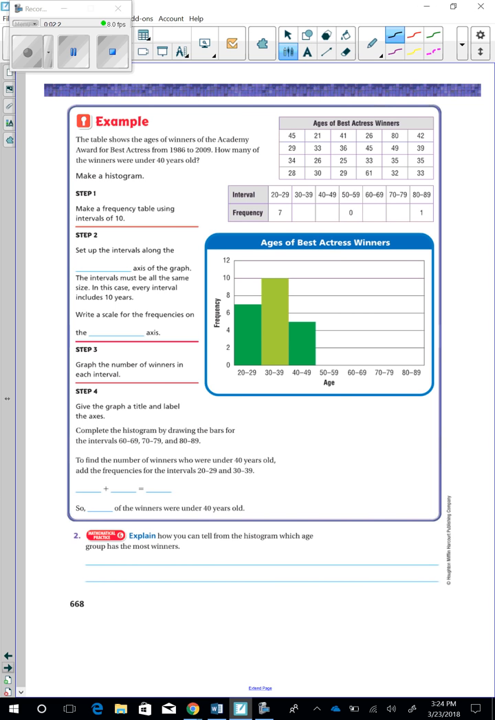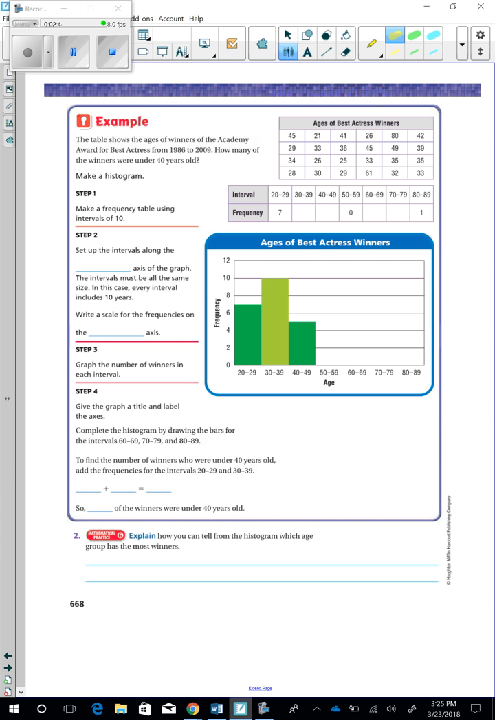Example. The table shows the ages of winners of the Academy Award for Best Actress from 1986 to 2009. How many of the winners were under 40 years old? Make a histogram. So we're going to look at this data set. So step 1, make the frequency table using intervals of 10.